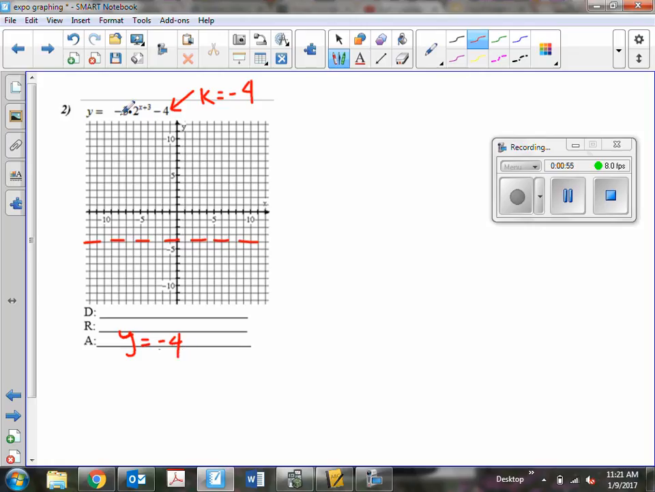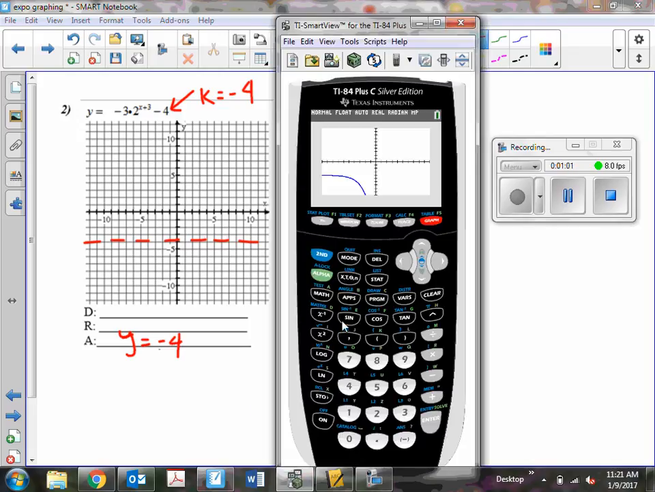Now we can go ahead and enter this into our calculator and get some points so that way we can graph this. So if I go to my calculator and go to y equals, I'm going to go ahead and enter in my equation. So I have a -3 times 2 raised to that x plus 3 minus 4. Again, if you have an older calculator, this x plus 3 needs to be inside parentheses. If it's not inside parentheses, your calculator will not register it correctly.